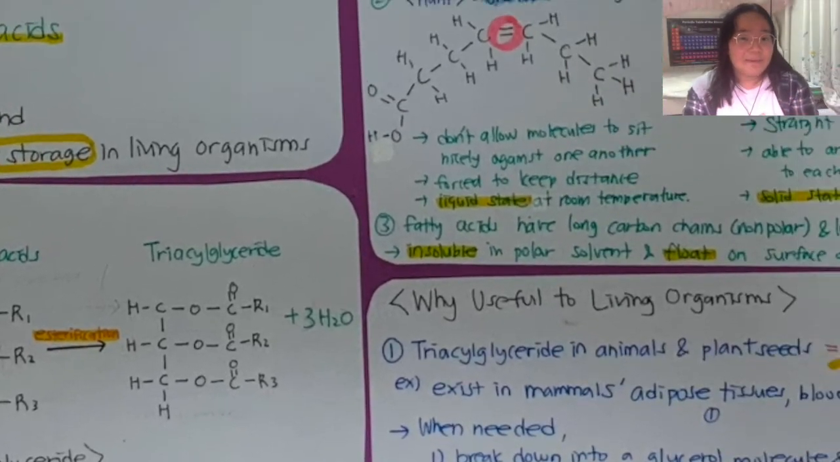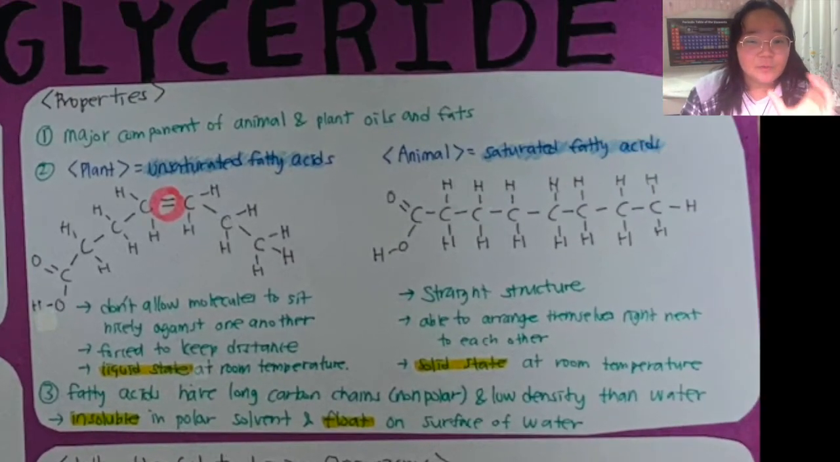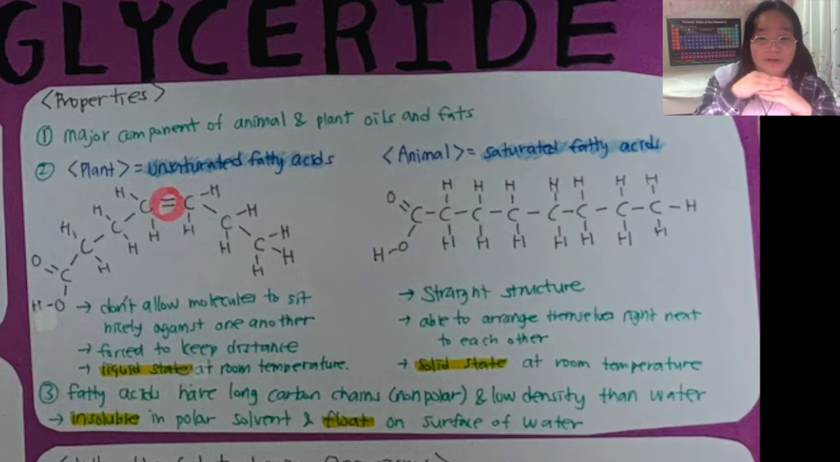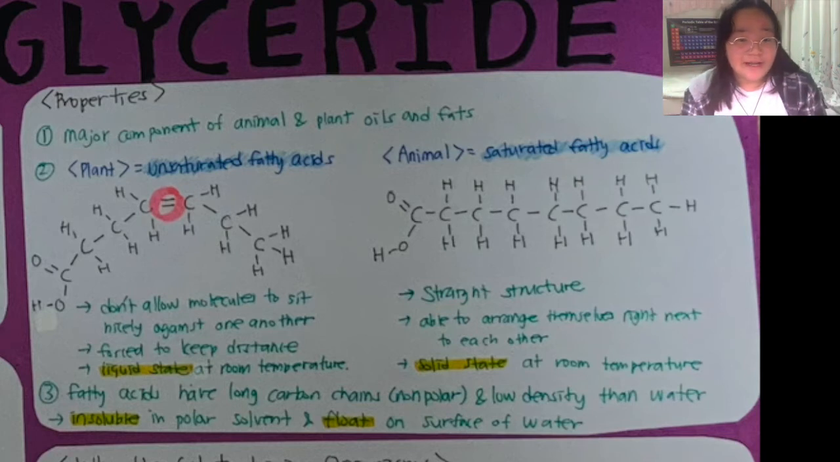Now I want to talk about some properties. The most interesting one is about its fatty acid. In plants, fatty acids are mostly unsaturated. As there is a bend due to the double bond, it does not allow the molecules to sit nicely against one another. Therefore, many vegetable triacylglycerides are in a liquid state at room temperature.